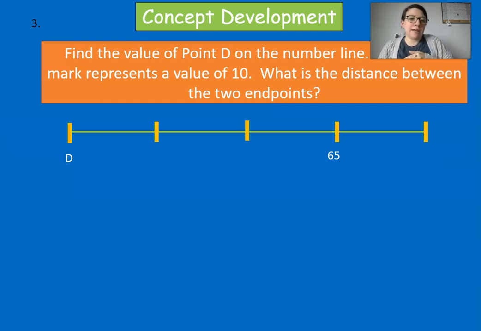All right, let's try this one. I want you to figure out the value of point D. Point D is down here. Each mark represents a value of 10. So we have 65 here. Each of these marks is a value of 10. Pause and talk to someone at home about what you think the value of D is going to be.